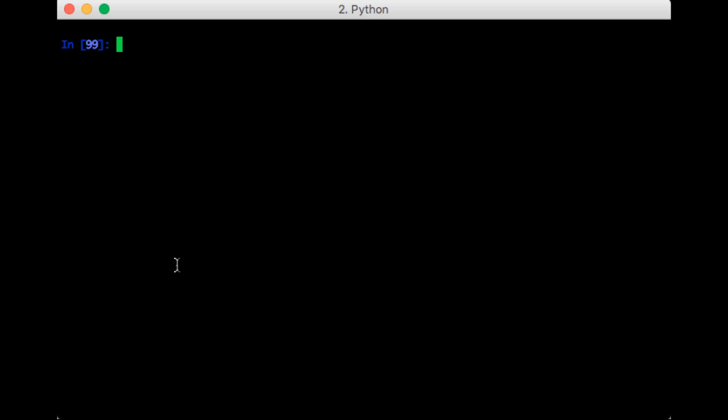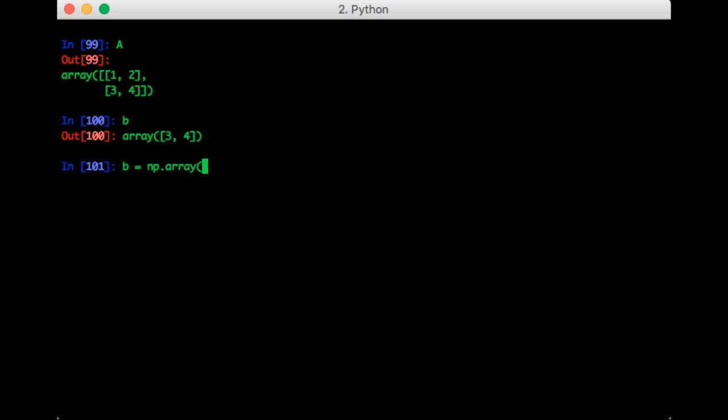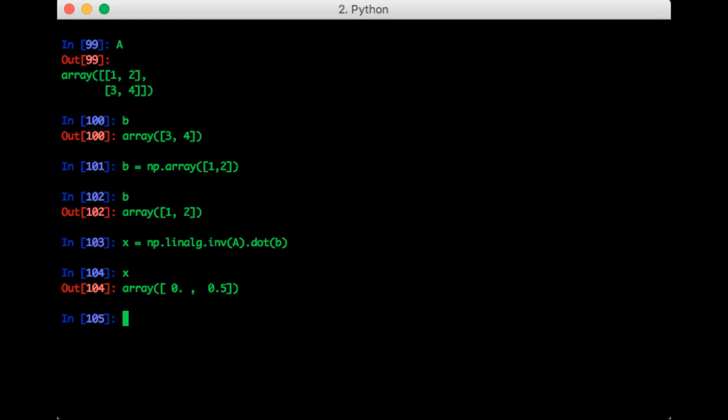Let's do an example. So A is going to be 1, 2, 3, 4. B, I think we already have it. You know what, let's use 1, 2. So B is 1, 2, A is 1, 2, 3, 4. So the solution to this is X equals np.linalg.inverse of A times B. So the solution is 0 and 0.5. You can try solving that by hand to be sure.